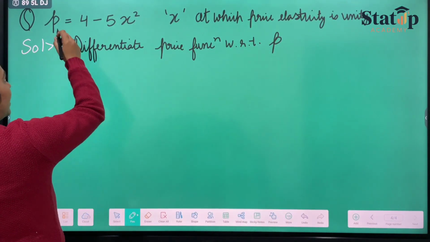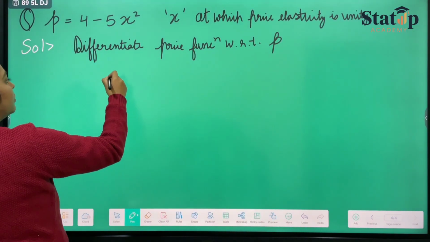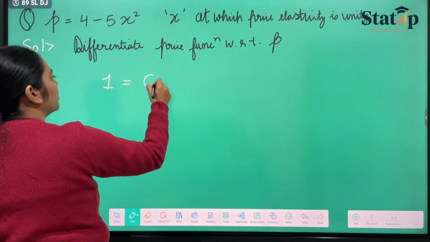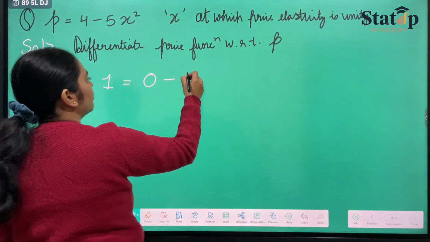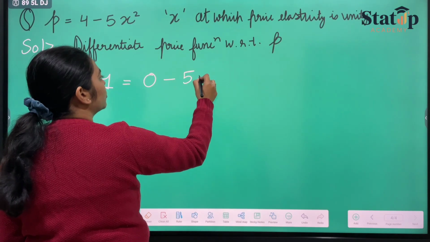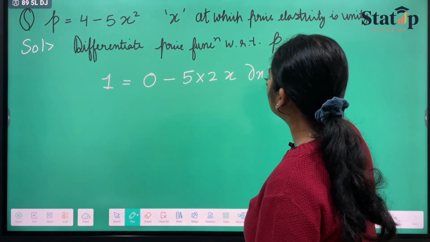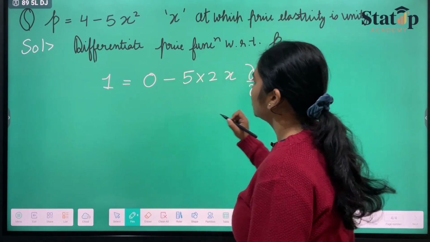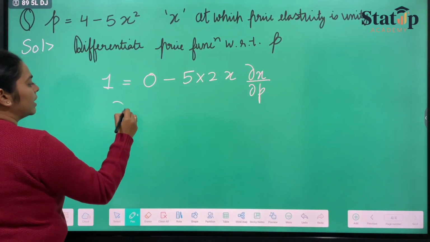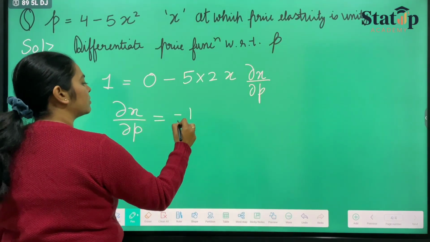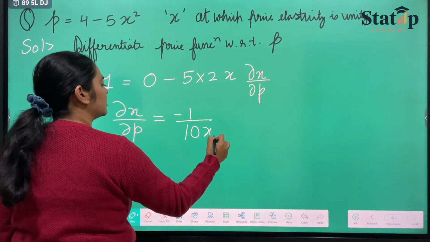So if I differentiate p with respect to p, it will be 1, equal to a constant with respect to p, which will be minus 5 into 2x and delta x upon delta p. So we will be getting delta x upon delta p equals minus 1 upon 10x.